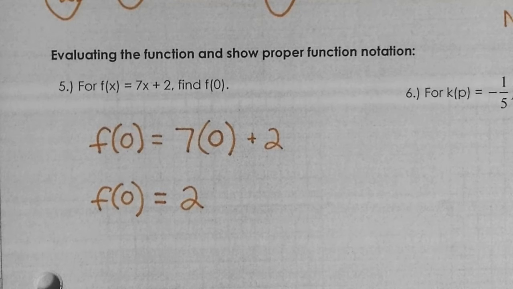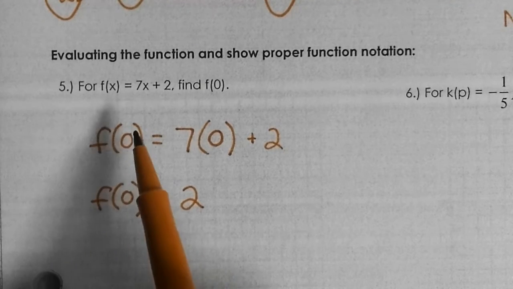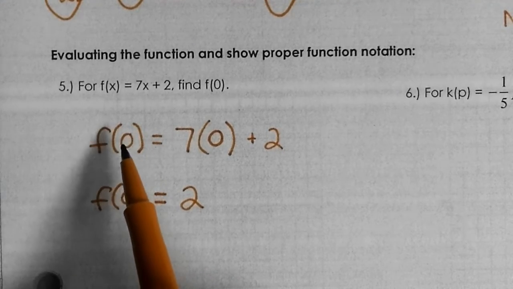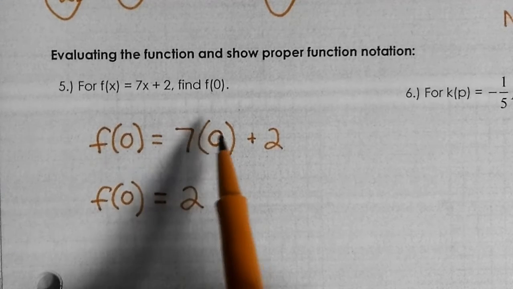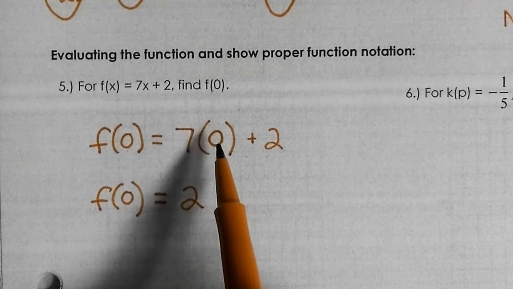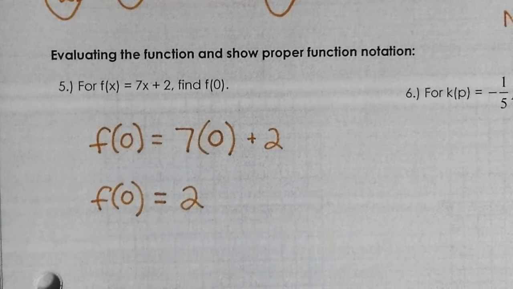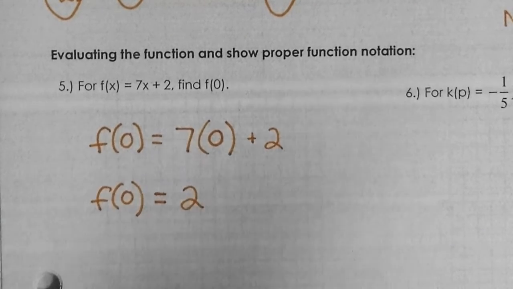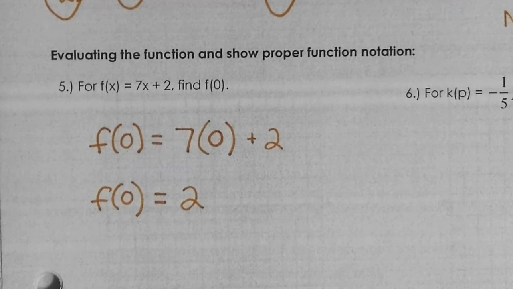The f and the what? 0. The 0, yeah. So whatever's inside here, whatever our input is, we're going to input it into the equation for the output. All right? Because once we input it into the equation, it's going to give us an output. Does that make sense? Yeah.